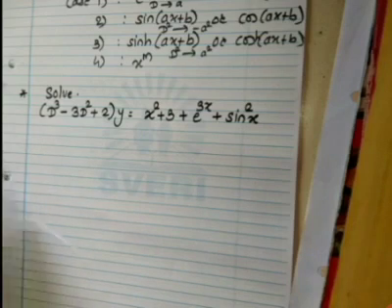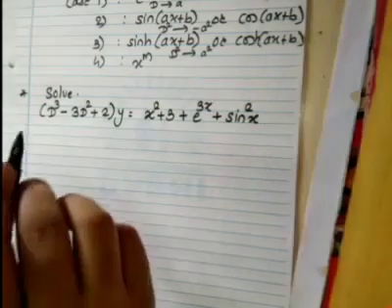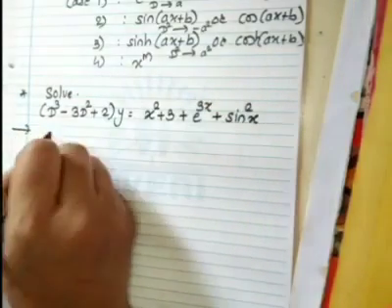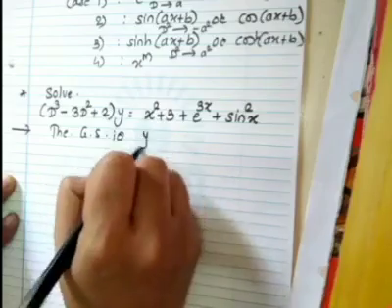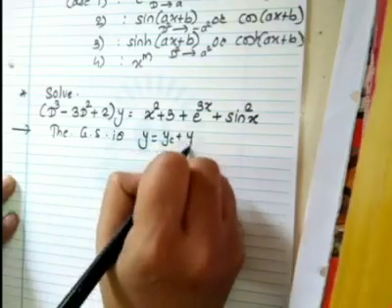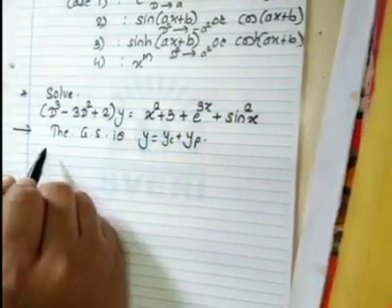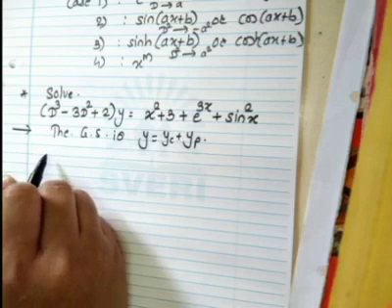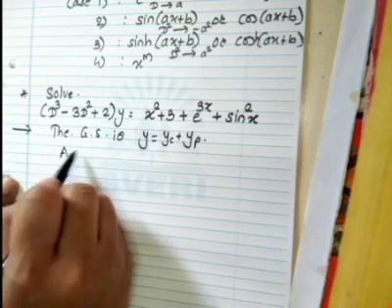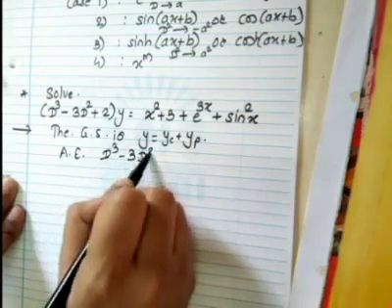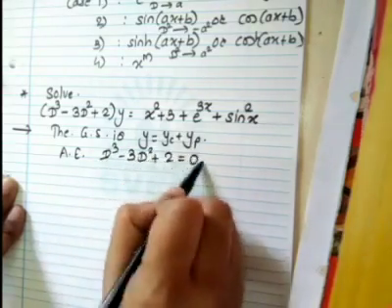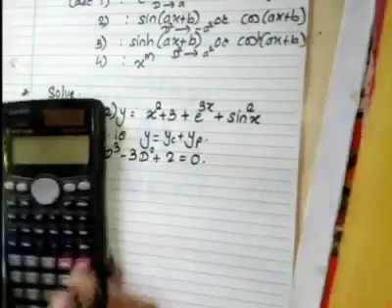Okay, written. So we'll start to solve. The general solution is y equals yc plus yp. To find yc, we need to consider the auxiliary equation, that is D cube minus 3D square plus 2 equals 0. Can you solve and tell me the roots?